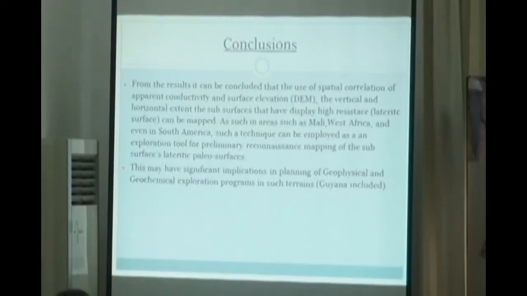So in summary, I would like to say that this method is relevant to Guyana, and with consideration and some training, we can be able to do this kind of work for miners at the medium and larger scale.